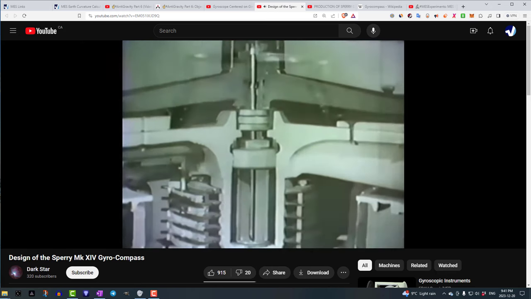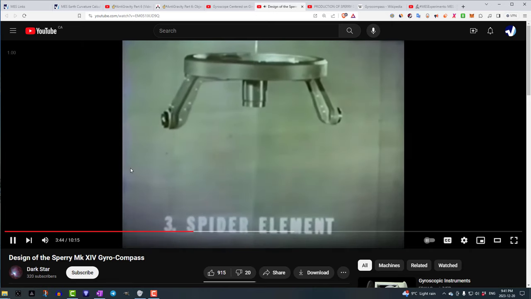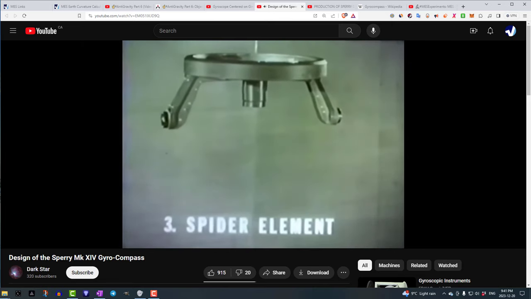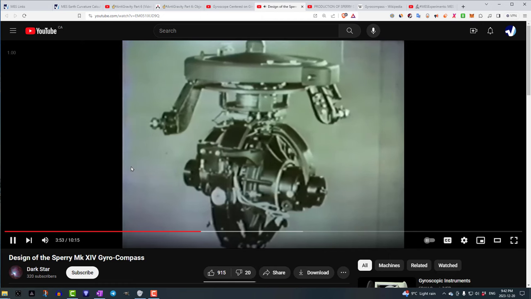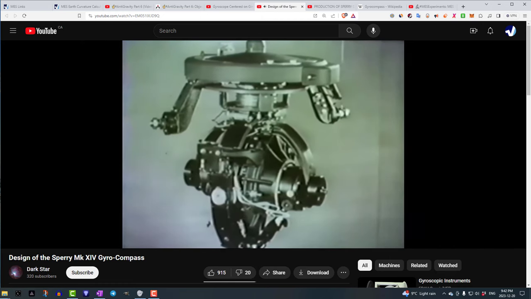The third major assembly is the spider element. This element provides a support for the first two assemblies, the sensitive and phantom elements. The stem of the phantom fits inside a thrust bearing on the spider, and the compass card is fastened on top of the phantom.